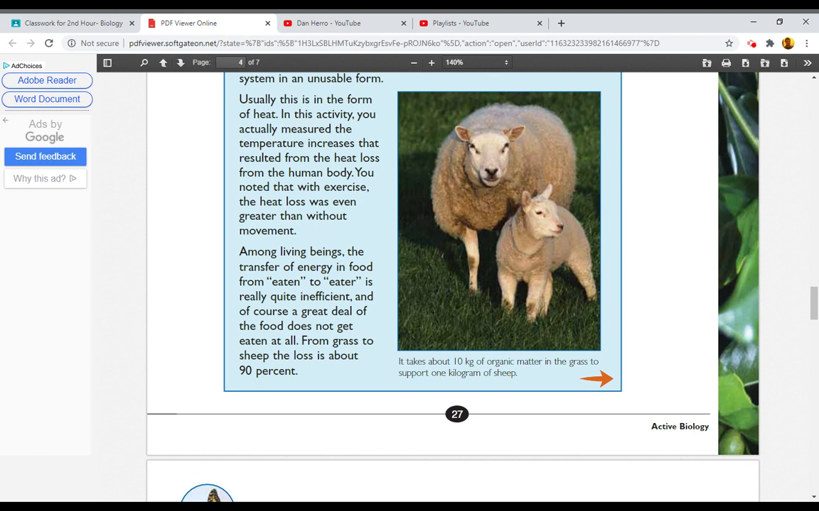In this activity, you actually measured the temperature increases that resulted from the heat loss from the human body. You noted that with exercise, the heat loss was even greater than without movement. Among living beings, the transfer of energy in food from eaten to eater is really quite inefficient. And of course, a great deal of the food does not get eaten at all. From grass to sheep, the loss is about 90%. It takes about 10 kilograms of organic matter in the grass to support 1 kilogram of sheep.